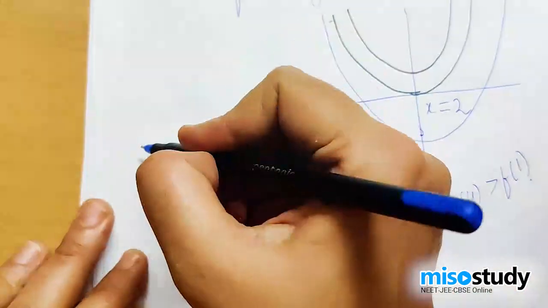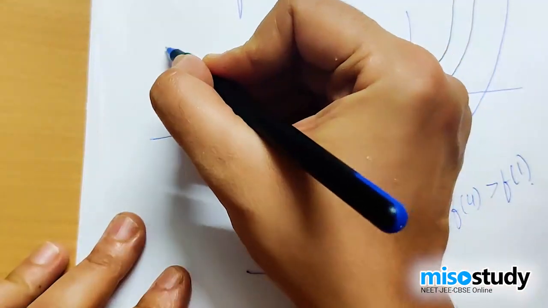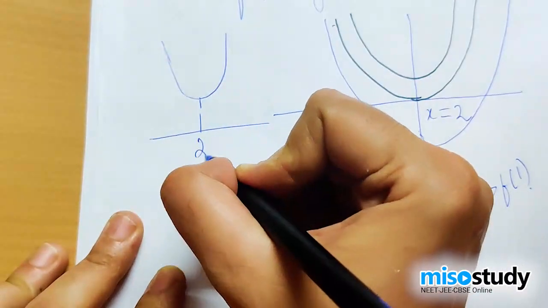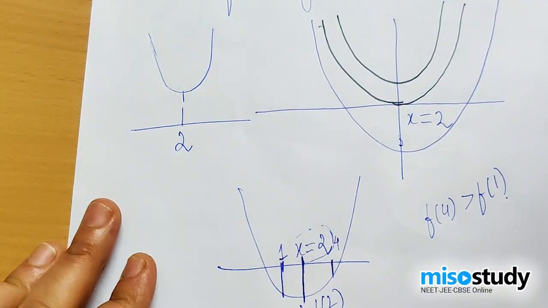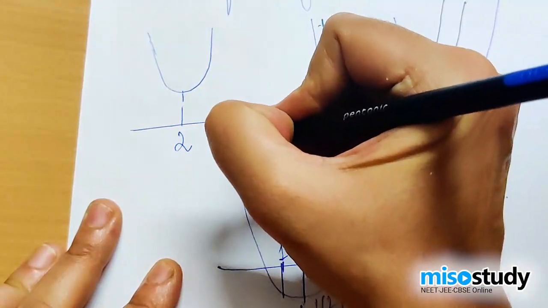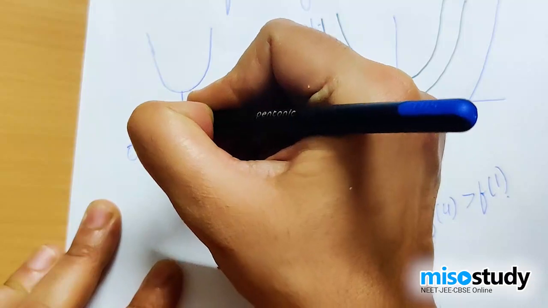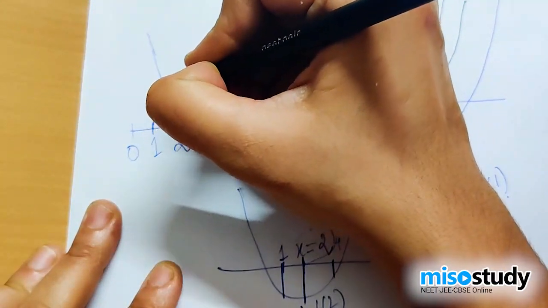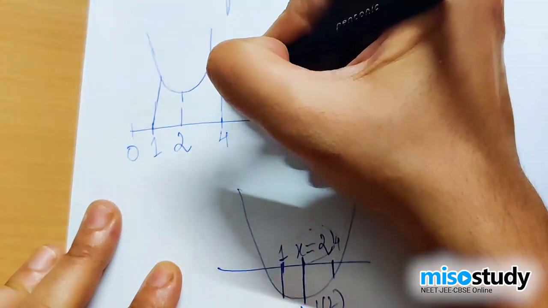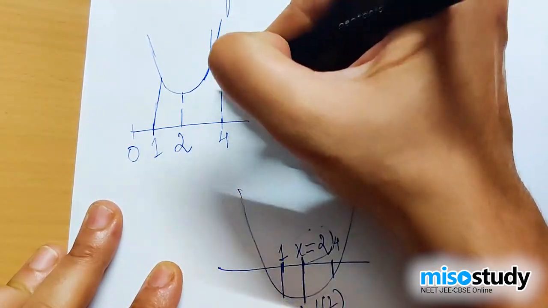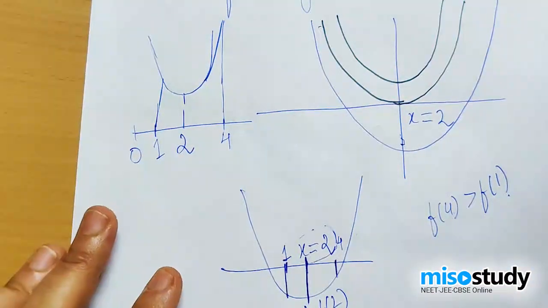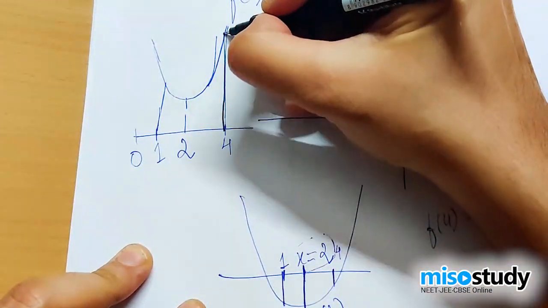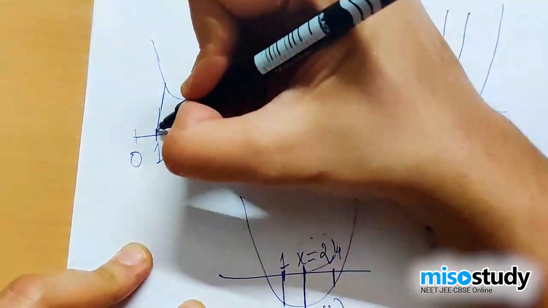You can also consider the upward parabola. Let us consider the case of the upward parabola as well. Let us assume this is the point 2, x equals 2, having the lowest value. So 4 will lie somewhere over here. This is the origin, and 1 will lie somewhere over here. From here also you can check. 1 will give you this value, and 4 will give you quite a higher value. So at x equal to 4, the value is higher than that at x equal to 1.